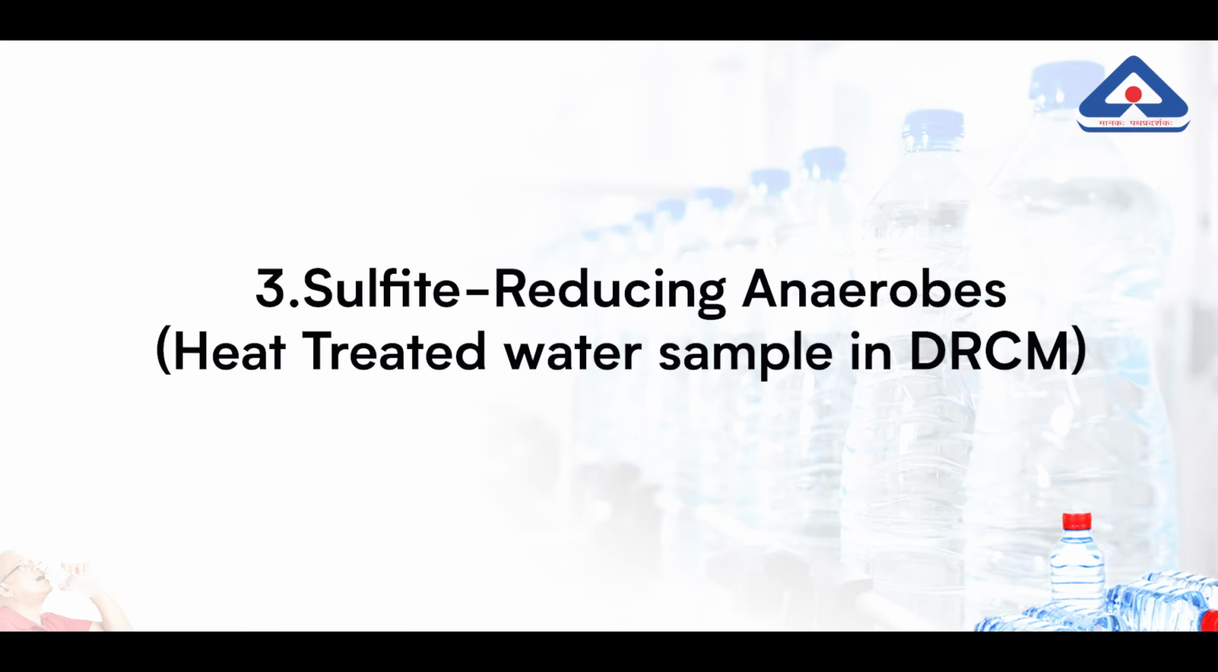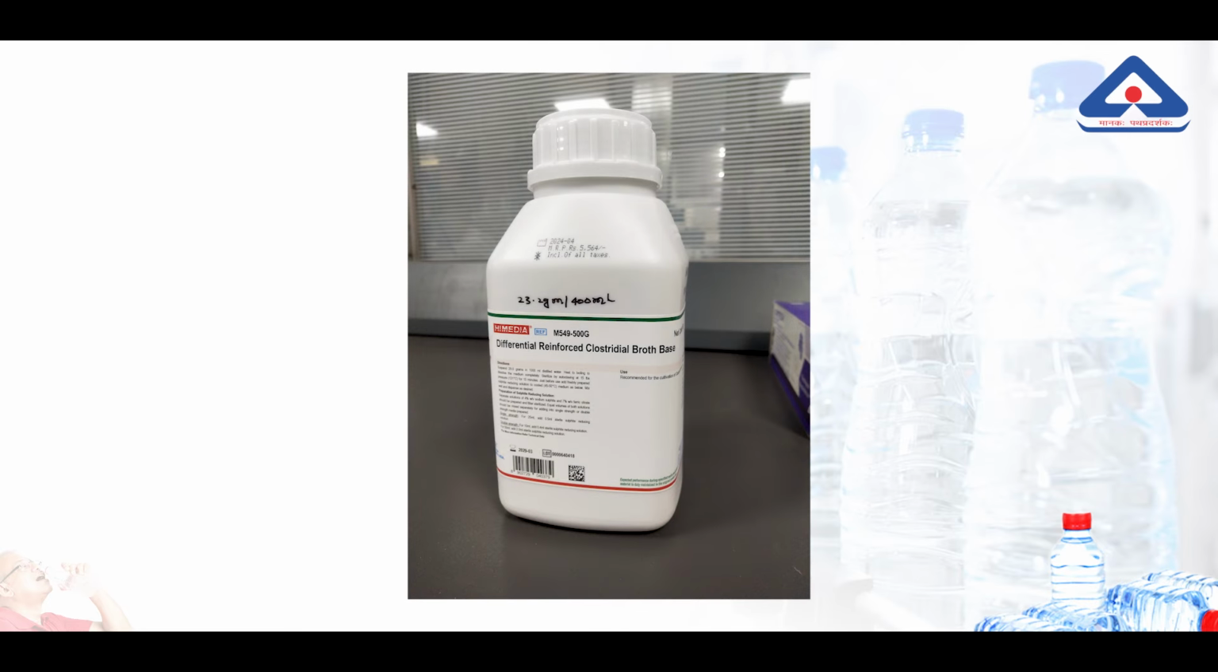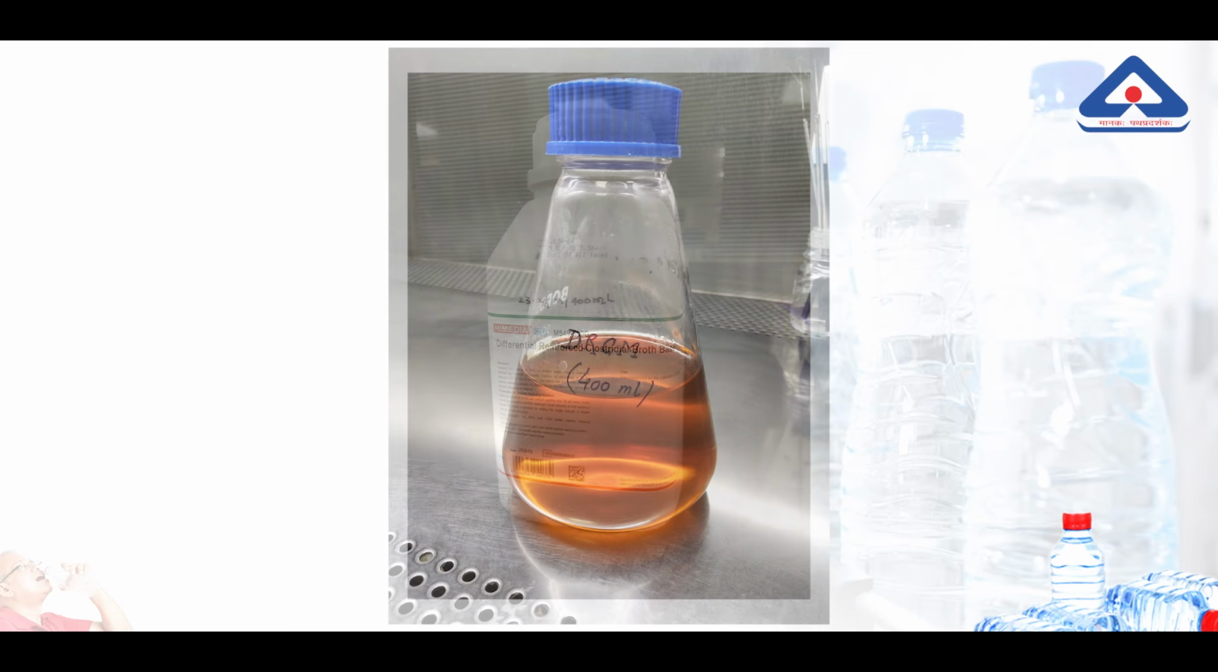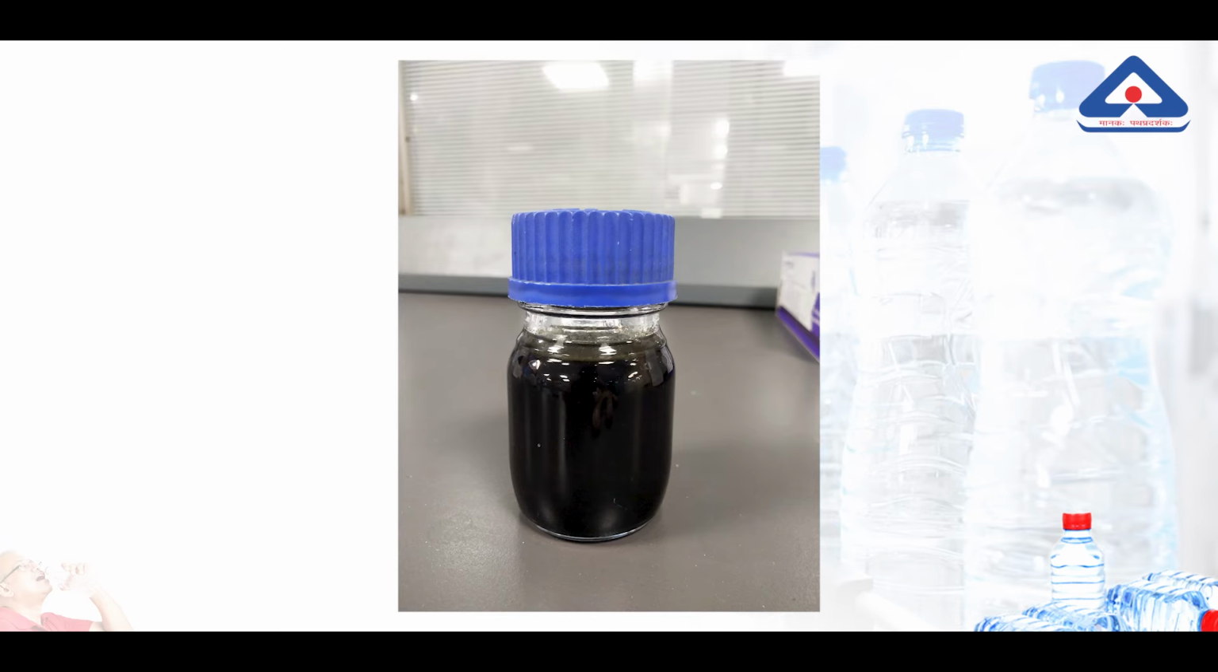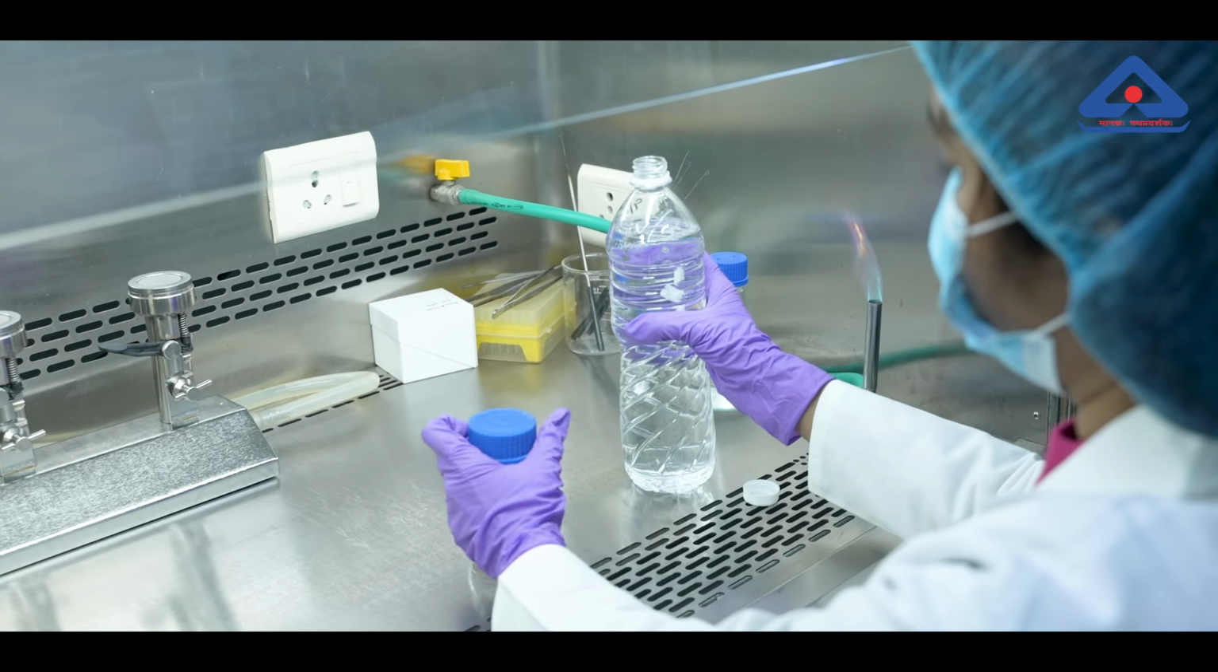3. Sulfite-reducing anaerobes, heat-treated water sample in DRCM. The test for sulfite-reducing anaerobes involves using a specialized medium, differential reinforced clostridial medium, DRCM. This test detects anaerobic bacteria that reduce sulfite and may indicate fecal contamination.